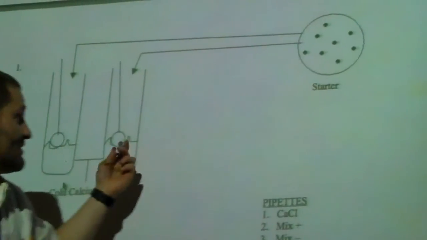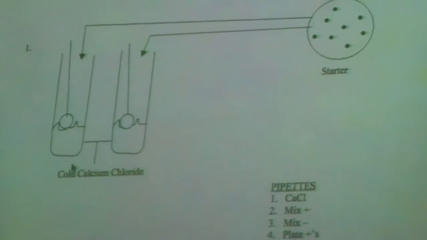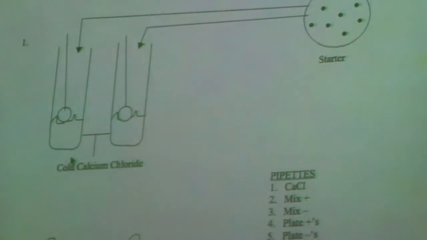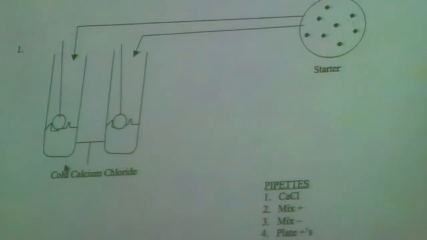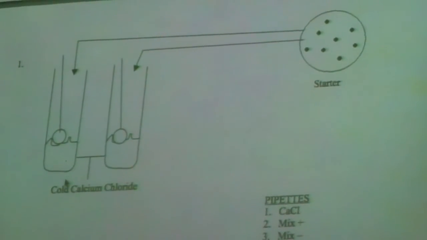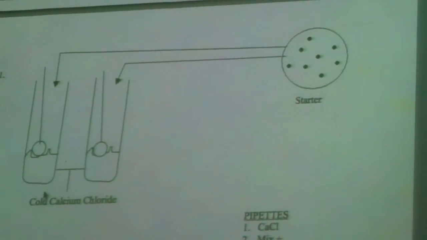Now, we're going to take that and put it into here. So now I have millions of cells in there that don't have the plasmid. Then we're going to put them in cold calcium chloride, CaCl2. You guys learning the name of ionic compounds yet? CaCl2, Ca plus 2, Cl minus 1, crisscross applesauce, and there you go.